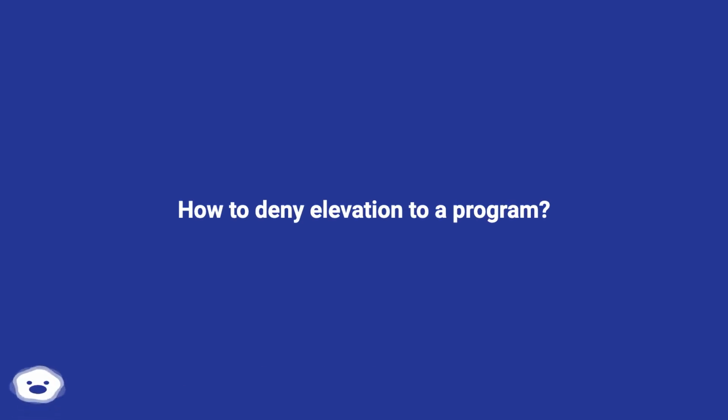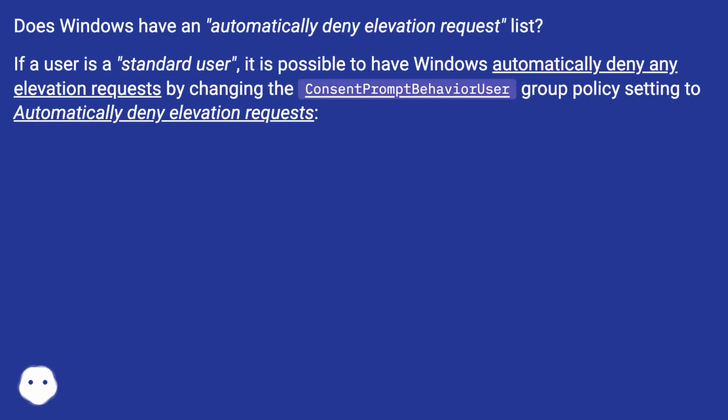How to deny elevation to a program. Does Windows have an automatically deny elevation request list? If a user is a standard user, it is possible to have Windows automatically deny any elevation requests by changing the consent prompt behavior user group policy setting to automatically deny elevation requests.